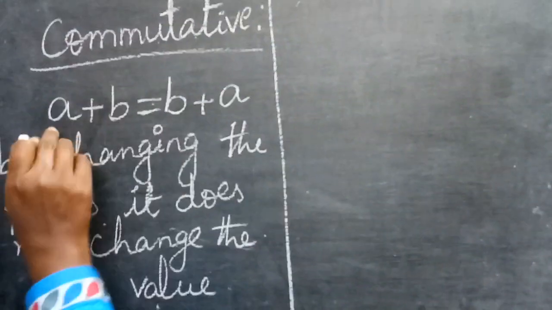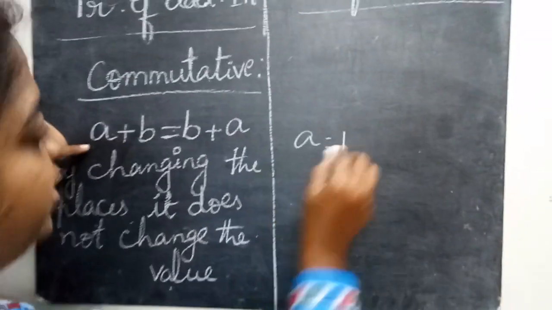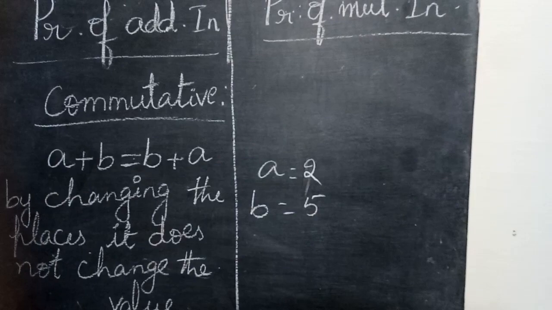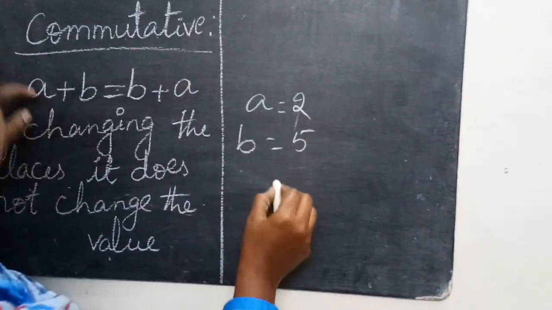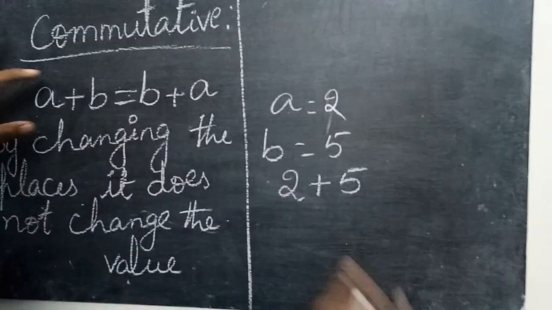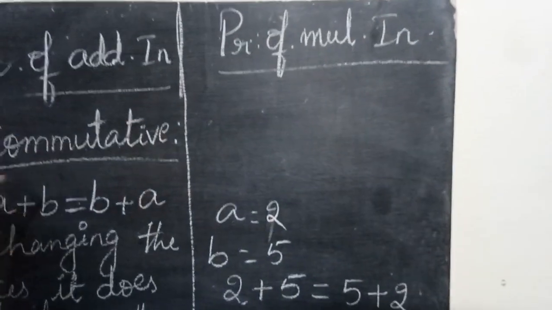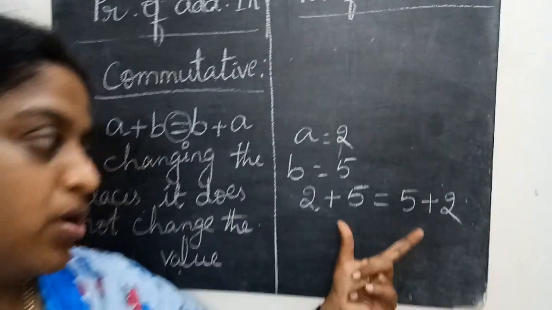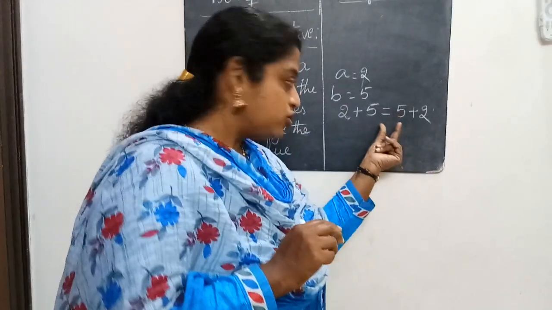I'll give you the example. For example, here A is 2 and B is 5. Okay, two numbers I have taken here. So these two numbers, instead of A plus B I am writing here 2 plus 5 is equal to 5 plus 2, because A plus B is equal to B plus A. Equal to means what's the meaning? The value should not change. So whatever it may be, the left hand side and the right hand side should be equal.